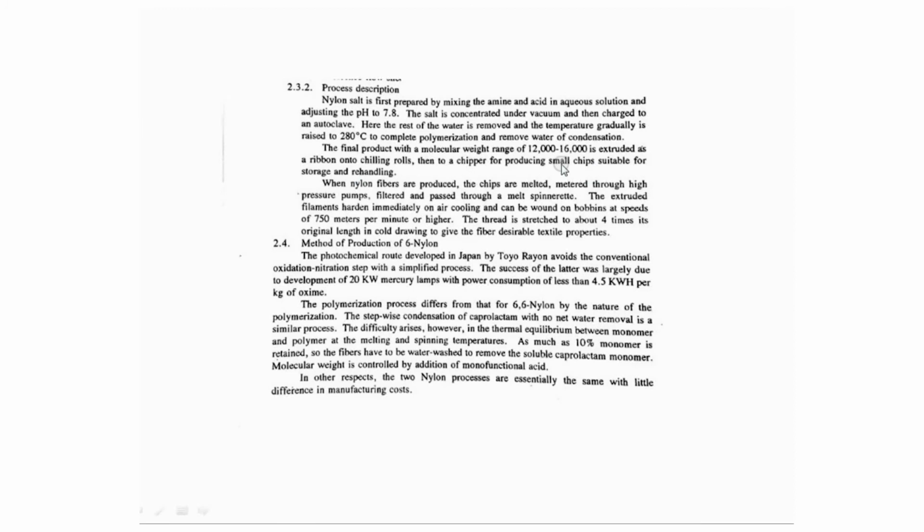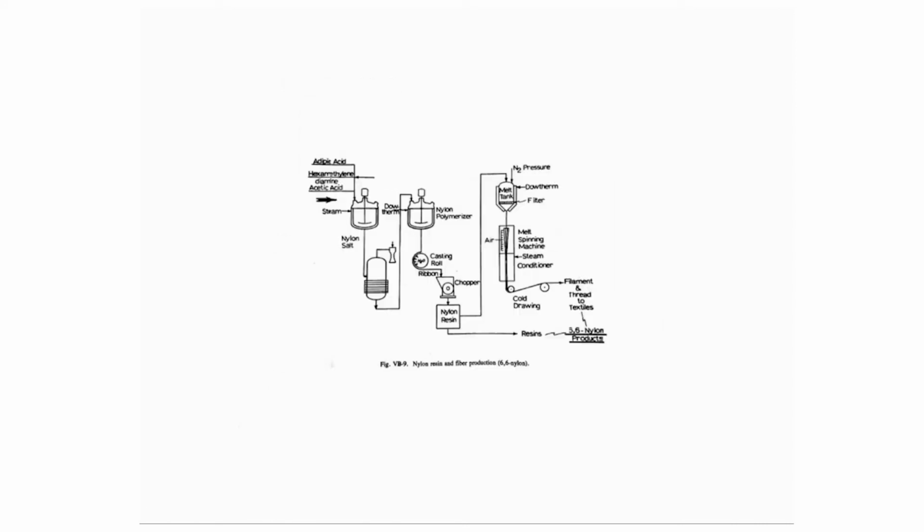Then to the chipper for producing small chips suitable for storage and rehandling. What is the meaning of rehandling? The ribbon which is obtained from the chopper is now sent to the chipper for ease of storage. After the chipper, the product will carry less space and can be stored more.